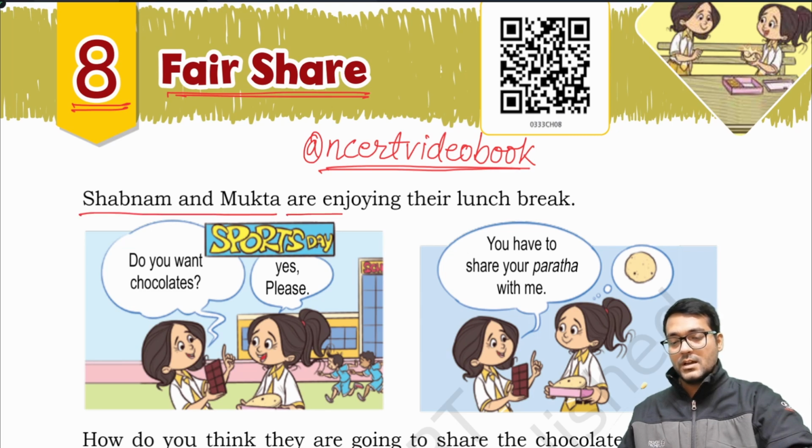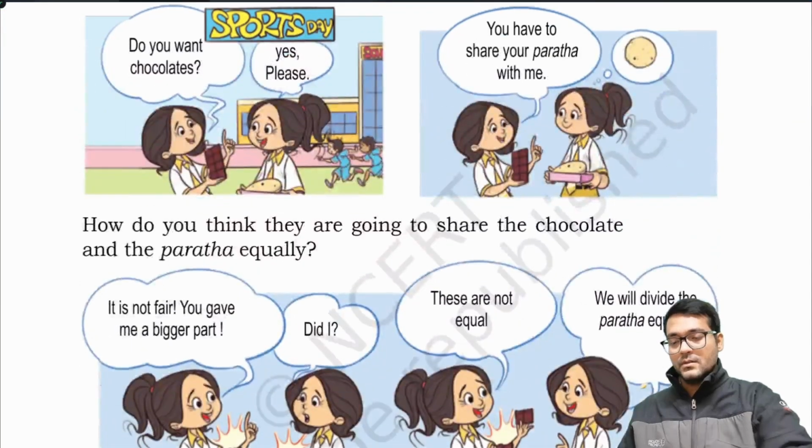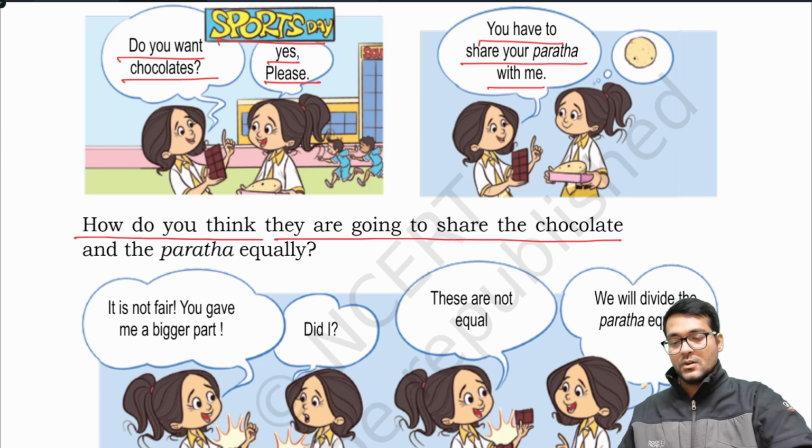Sabnam and Mukta are enjoying their lunch break. Sports Day. Sabnam says, "Do you want chocolates?" Mukta says, "Yes, please." Sabnam says, "You have to share your paratha with me." How do you think they are going to share the chocolate and the paratha equally?